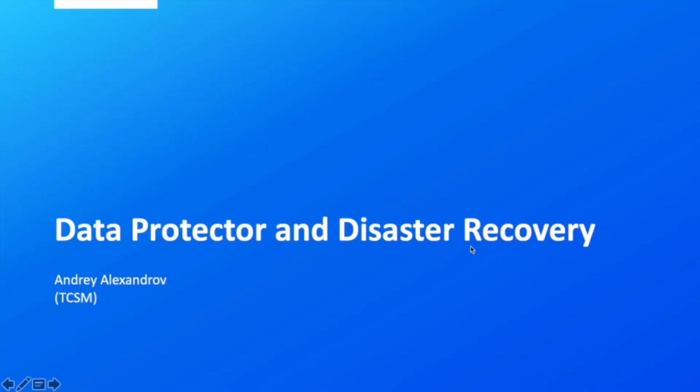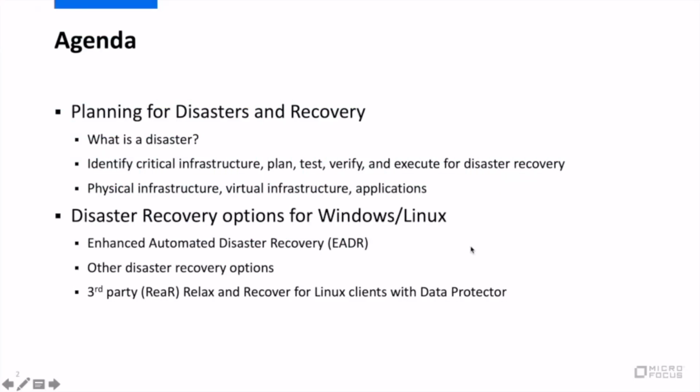Planning for disasters and recovery from them is a necessity for every business. But before planning for disasters, we first need to define them and plan how to mitigate them. Planning for disasters and recovery begins with understanding what is a disaster and how recovery from such a disaster may work in practice. Another crucial element is understanding your environment so you can identify critical infrastructure and plan, test, verify, and execute for its recovery.